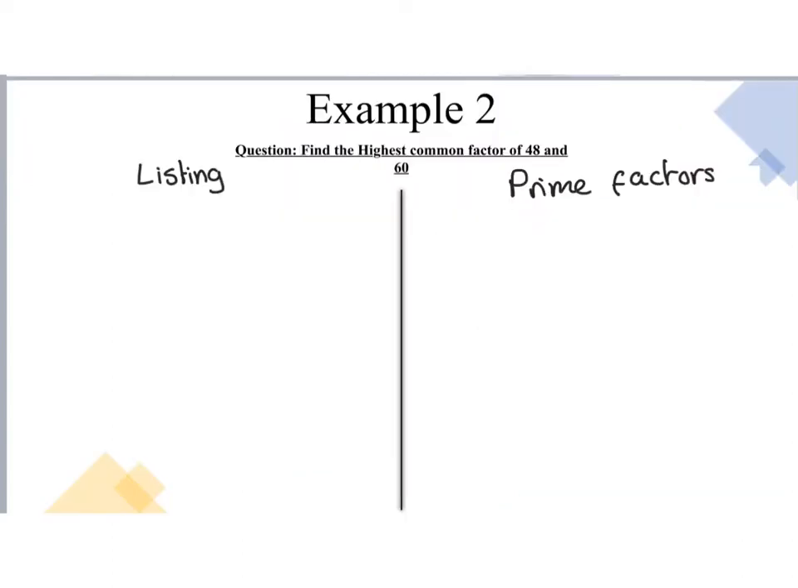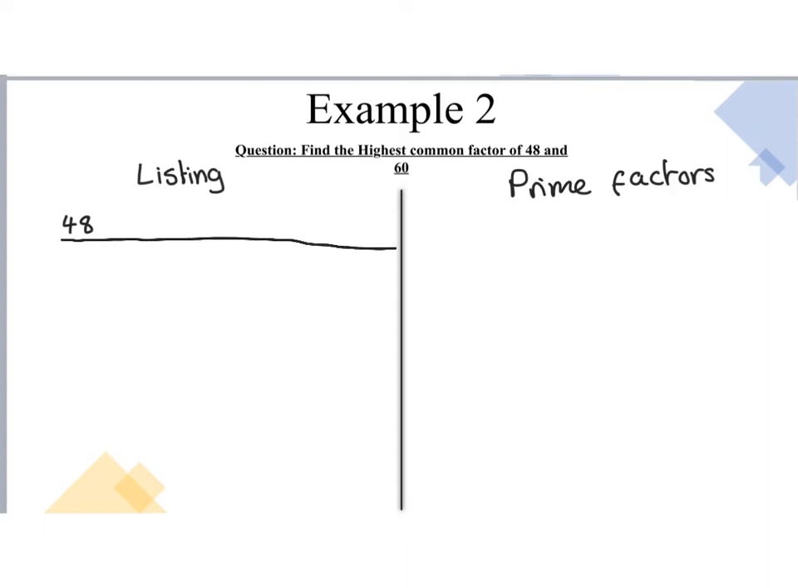Let's have a look at another example, finding the highest common factor of 48 and 60. I'm going to use both methods so you can see live what's happening. So the first method is called listing. So I'm going to list all of the factors of 48 and then all of the factors of 60. So let's go for all the factors of 48 first.